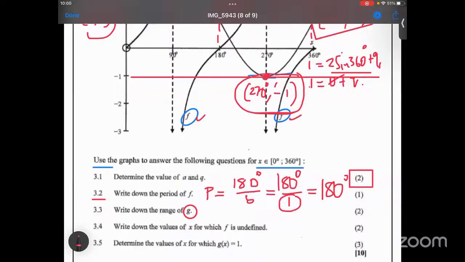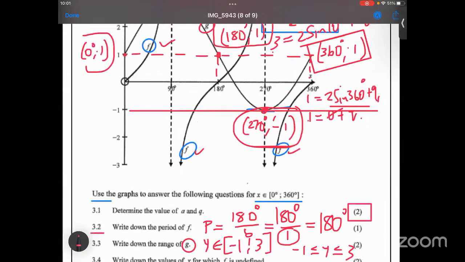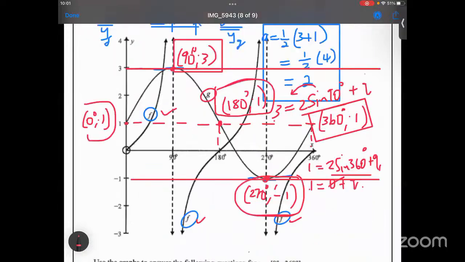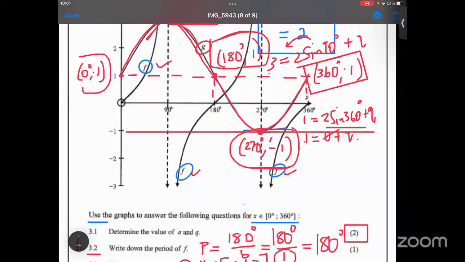If you remember, you've got many ways in which you can write it down: -1 and then 3, or you can just say between -1 and 3. Yes, I'm correct in saying that, because we are talking about this function of g, which is just fluctuating within that range, not outside of it.